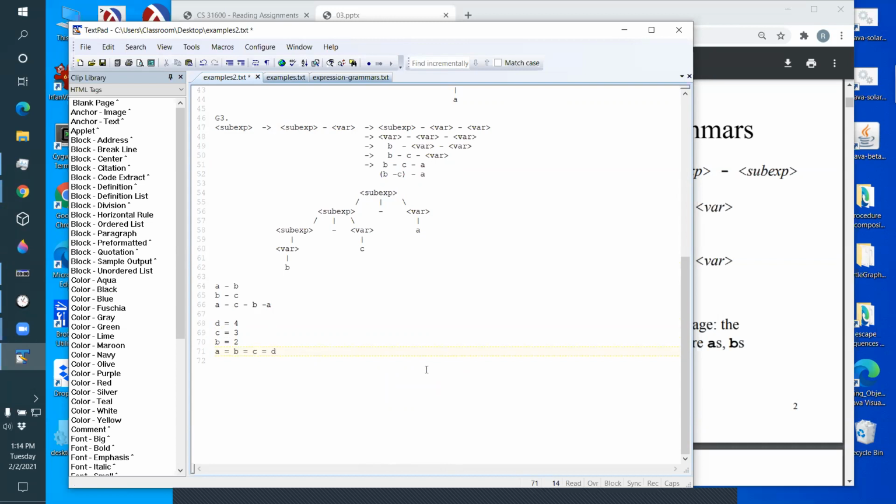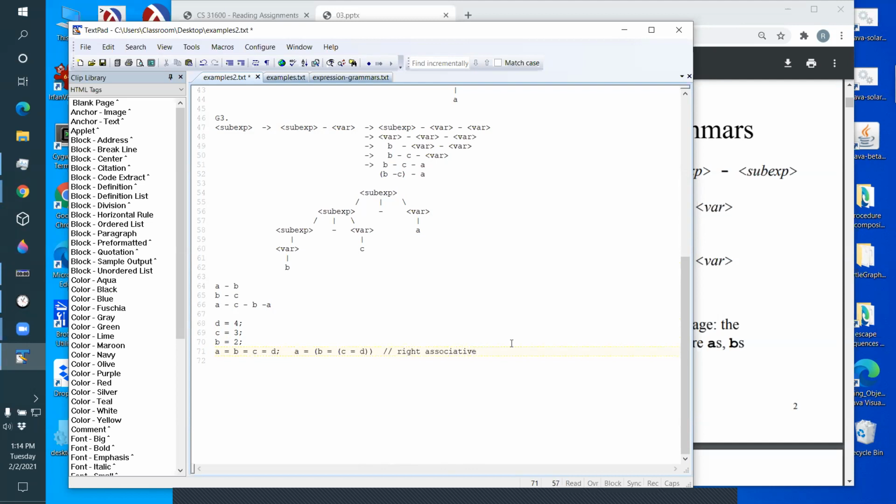What this is, if it's grouped from right to left, it's A equals the grouping of B equals the grouping of C equals D. Then close that one, close that one, okay? So it's done from right to left. Equality operator is right associative.